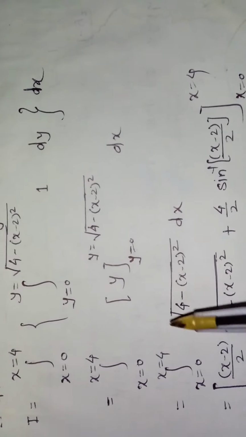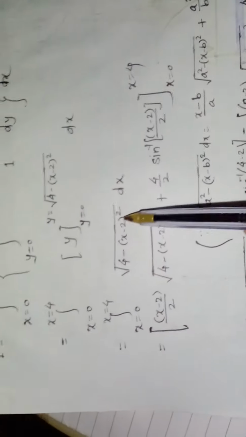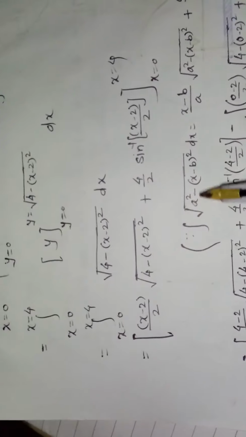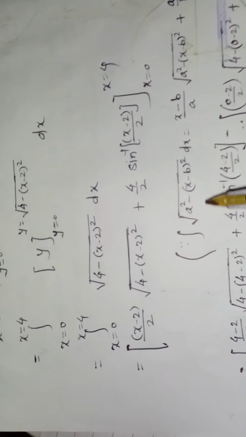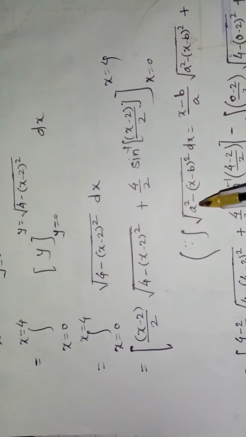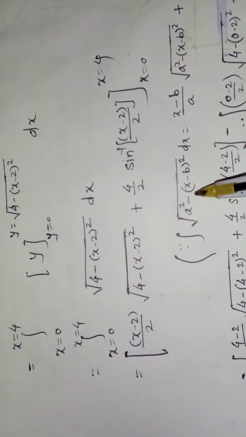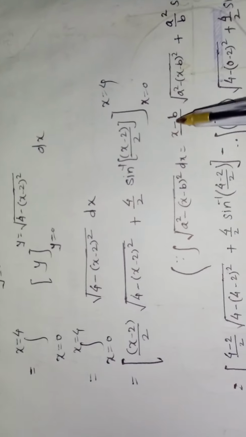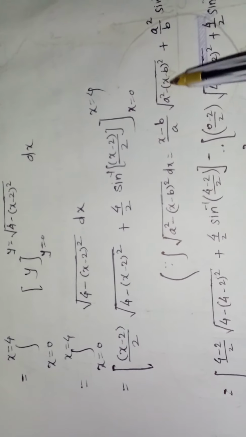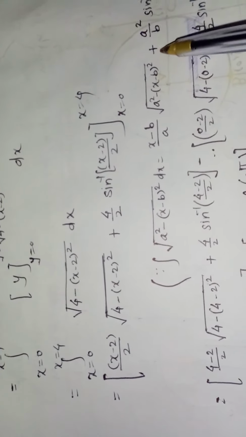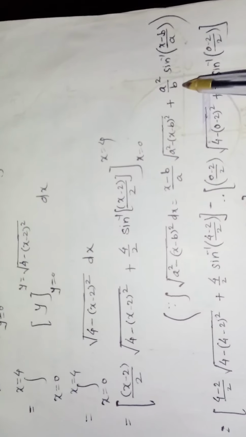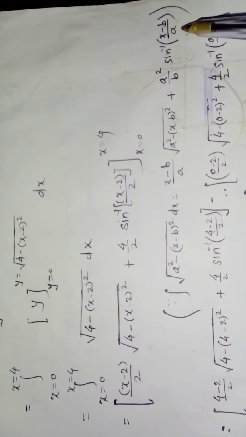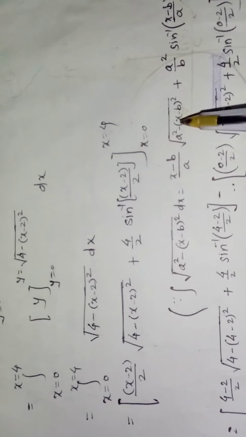So we have to use that formula, but we are making the formula for this square root, so that the integration of square root of a square minus (x minus b) whole squared dx equals (x minus b) upon a times square root of a square minus (x minus b) whole squared, plus a square upon b sine inverse of (x minus b) upon a. So this is the formula for this.